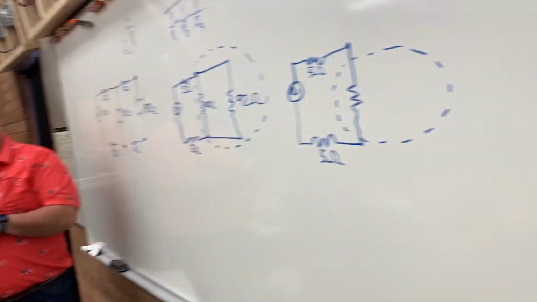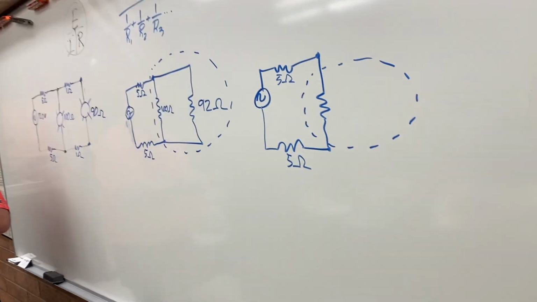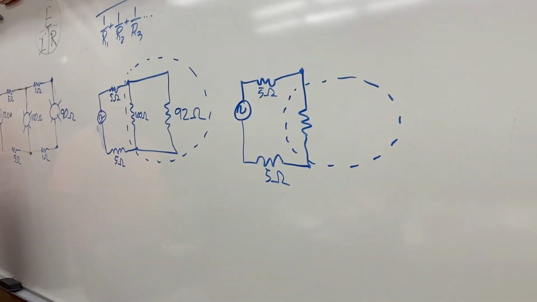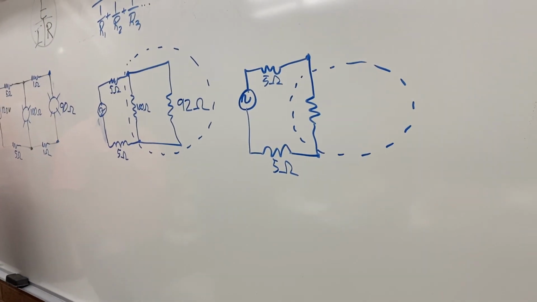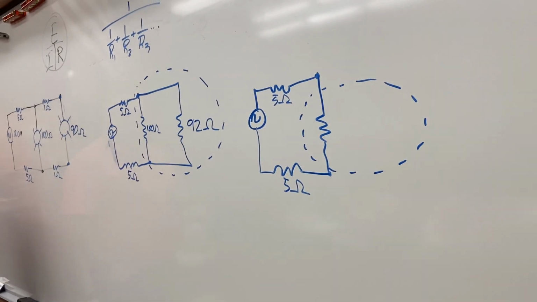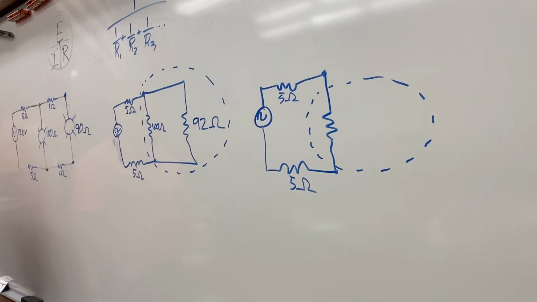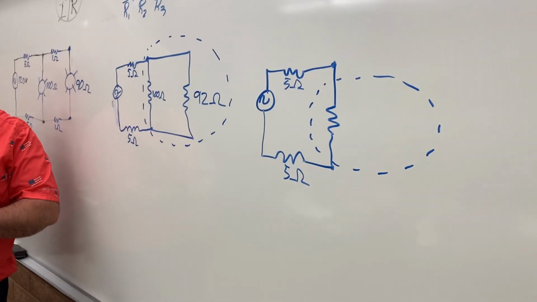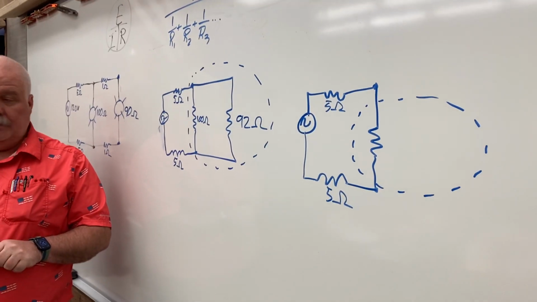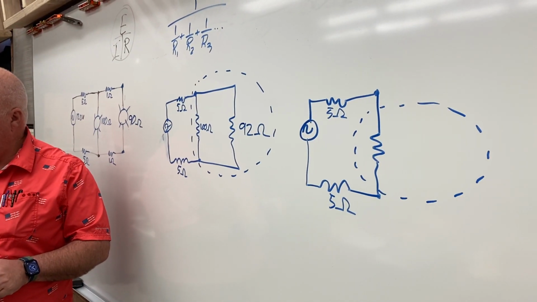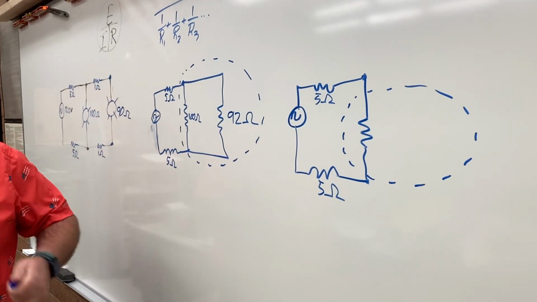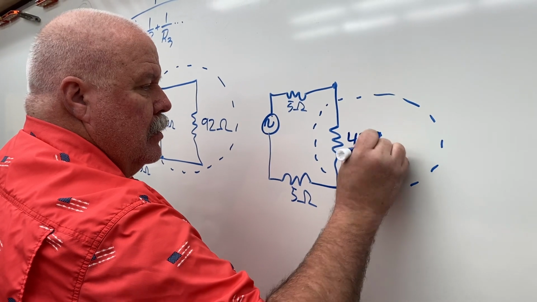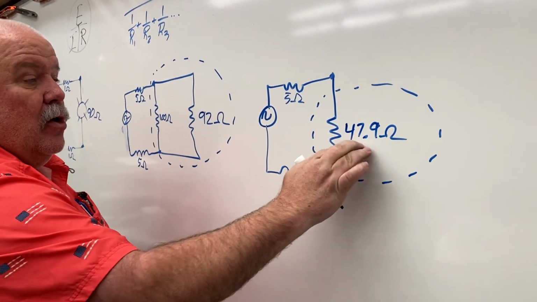Could I use the product over the sum formula for that? Yes, I could. 100 times 92 over 100 plus 92, so that's what? 9200 over 192? That's what? 47.9. That's going to be the total ohms of this resistance.